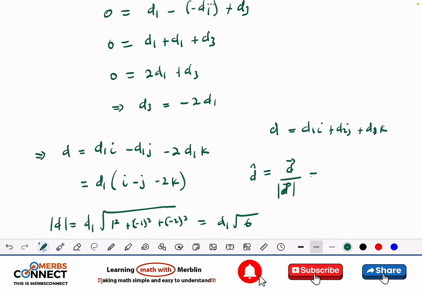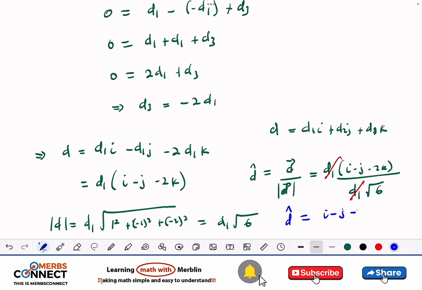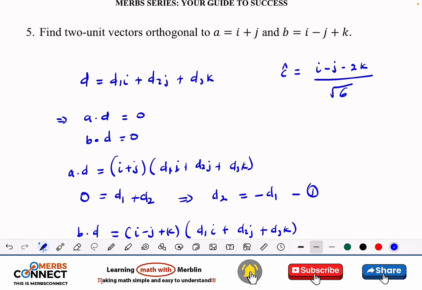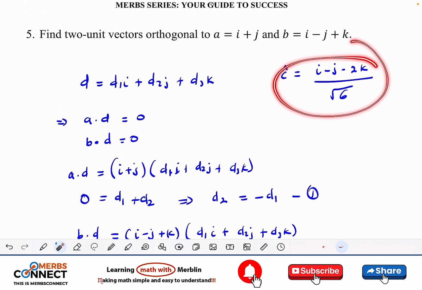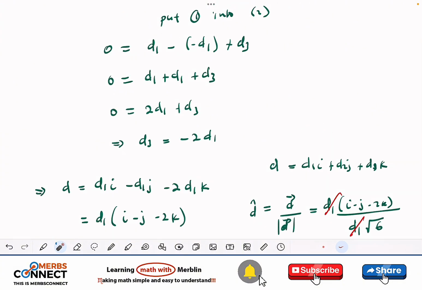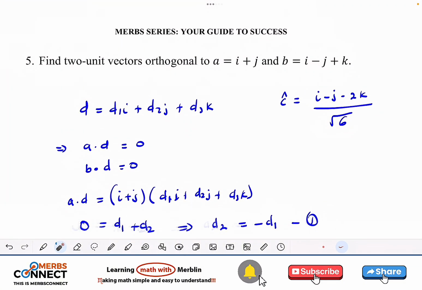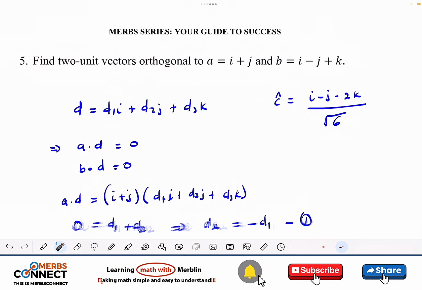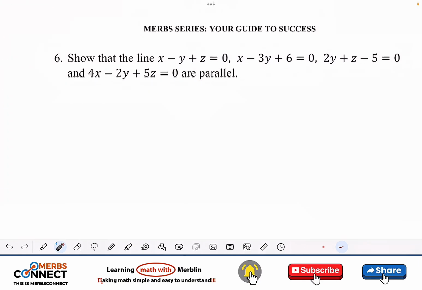So that's what we're going to get. So at the end of the day, we are going to have D1 times i minus j minus 2k divided by D1 root of 6, and then magic happens, and we have the unit vector to be equal to i minus j minus 2k divided by root of 6. Yeah. So you see that we used the other one to find C, and we used this one to also find D. So this one gives us 2 unit vectors. All right. Let's look at question 6.